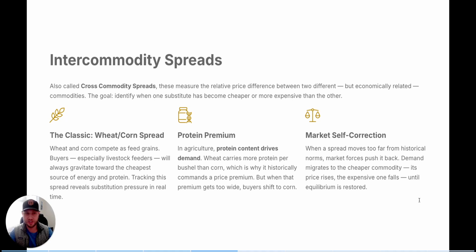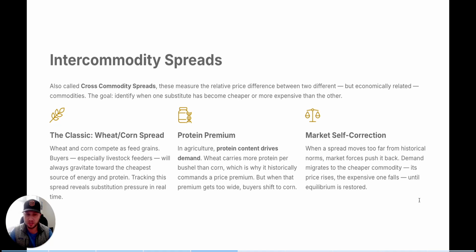So next is your intercommodity spread. These are also called your cross-commodity spread. They're measuring the relative price difference between two different but economically related commodities. The goal is to identify when essentially one substitute has become cheaper or more expensive than another. Really the classical one, as I mentioned, is that wheat-corn spread.